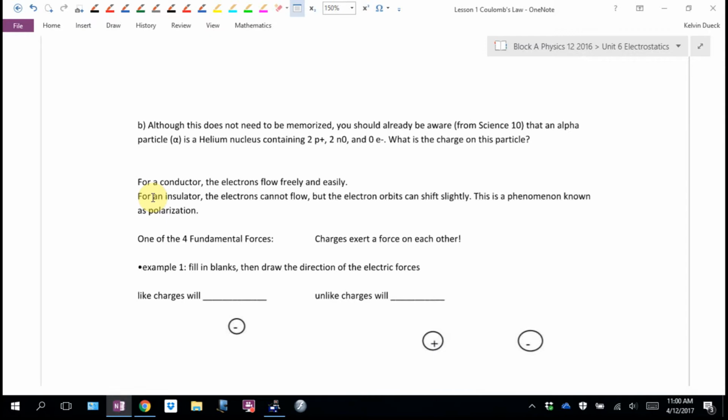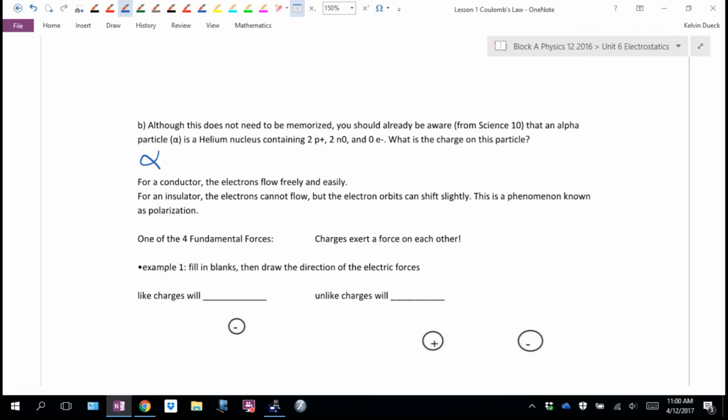Although this does not need to be memorized, you might already know from Science 10 that an alpha particle, symbol, is a helium nucleus containing 2 protons, 2 neutrons, and no electrons.